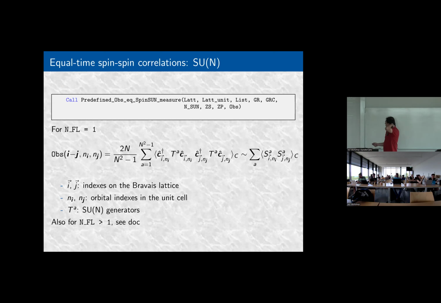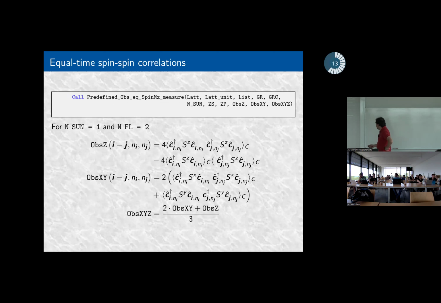Typically you use this observable when you have just one flavor, but it is also possible to have it for more than one flavor. Then you should check also the documentation. Equally, you could have the case of computing the spin-spin correlations in a model where you don't have a full SU(2) symmetry, but rather a U(1) symmetry, either because the model is already only U(1) symmetric, or because you have introduced a Hubbard-Stratonovich decomposition which breaks explicitly the SU(2) symmetry.